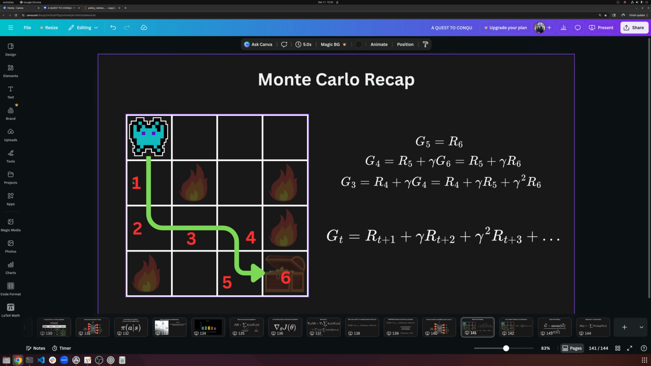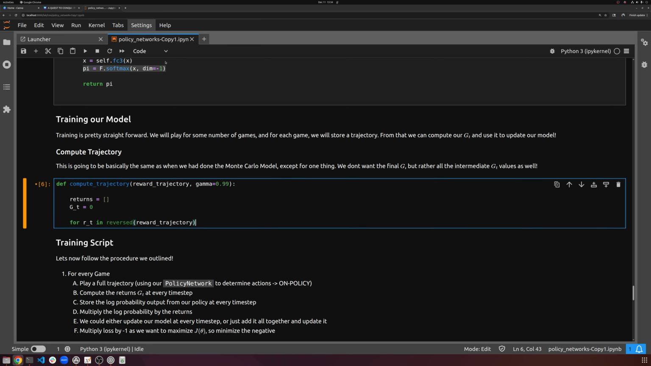Otherwise, if we went the other way, it would still be fine. It would give us the same thing. But we'd have to basically do the whole trajectory 1 through 6, then do it again 1 through 5, 1 through 4, and so on. It's just less efficient. So going backwards is a little bit more efficient because of the recursive nature of this.